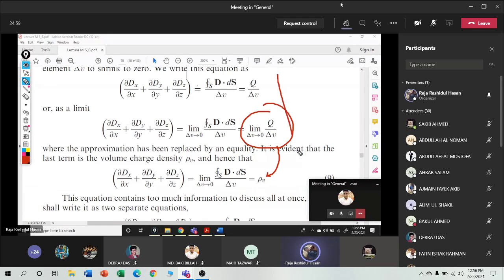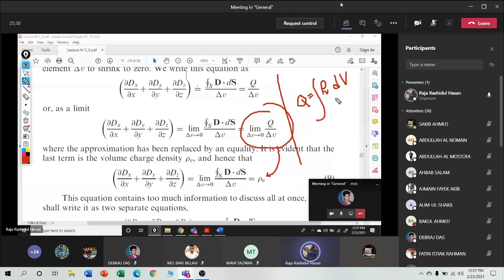So how can we write this? আমাদের মনে আছে আমরা দেখেছিলাম, for the volume charge distribution, we can find the Q also, that is Q equal to integral of rho V dV. We have seen this equation, right? Have you seen this equation before? Yes, sir. We have seen this equation, rho V dV.